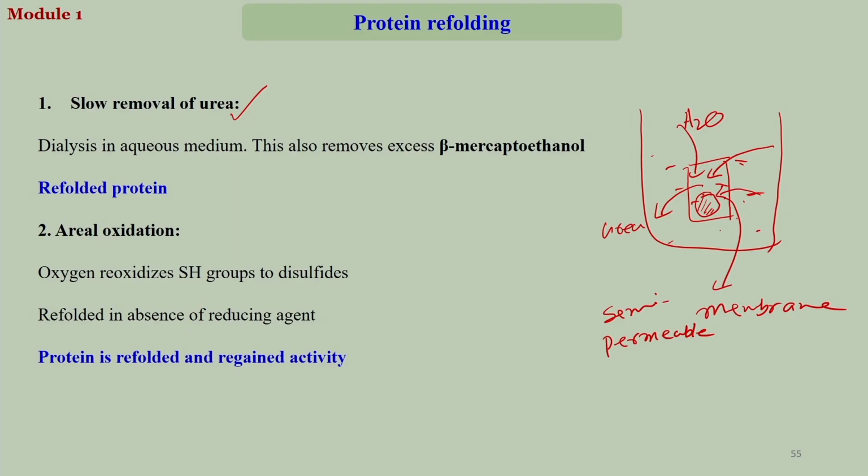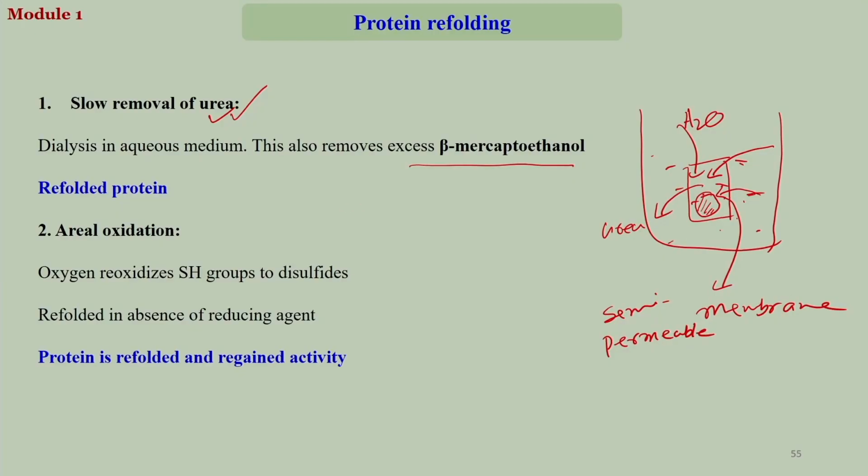So, through this process, you can remove the excess of urea that was present. Similarly, you can remove the excess of beta mercaptoethanol that was present in your protein solution. Now, after the dialysis, your protein content does not have urea anymore. So, once urea is gone, the bonding interactions, the electrostatic interactions, the polar interactions, the hydrogen bondings can again take place. And after the removal of beta mercaptoethanol, it cannot do the reduction again.